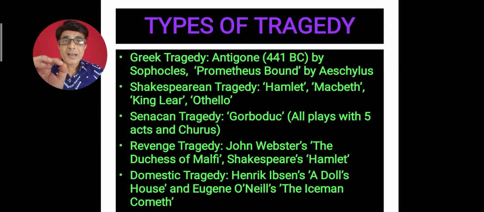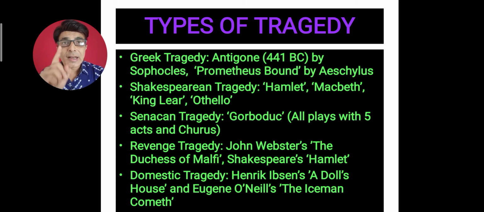Number one, we have Greek tragedy. Greek tragedy doesn't mean written in Greek language. Okay, when we are talking about Greek tragedy in English literature, it means English tragedies which are following the pattern, the style of the Greek writers. But real Greek tragedy was Antigone, written in the 5th century BC by Sophocles, written in Greek language. Okay, Prometheus Bound by Aeschylus again is a pure Greek tragedy.